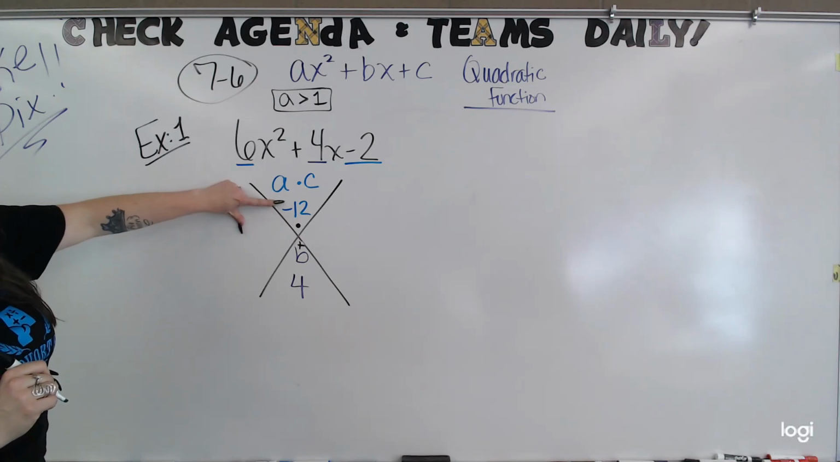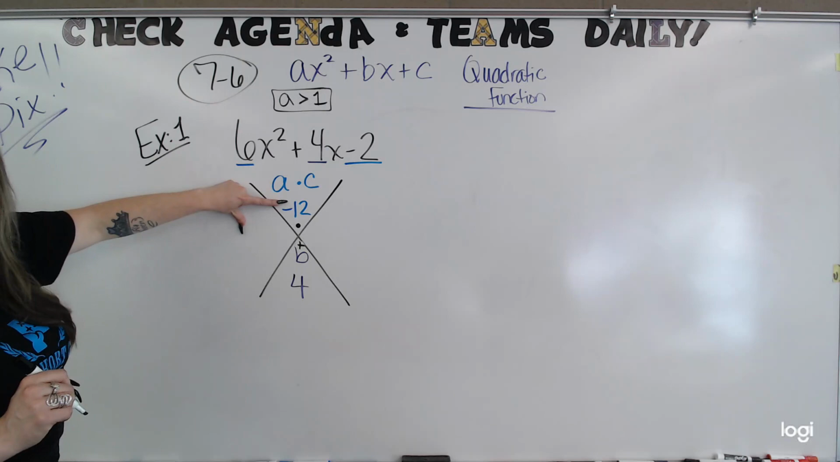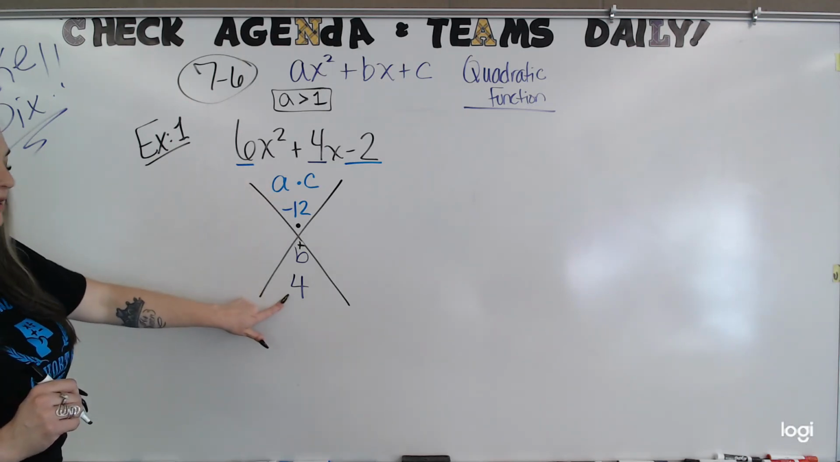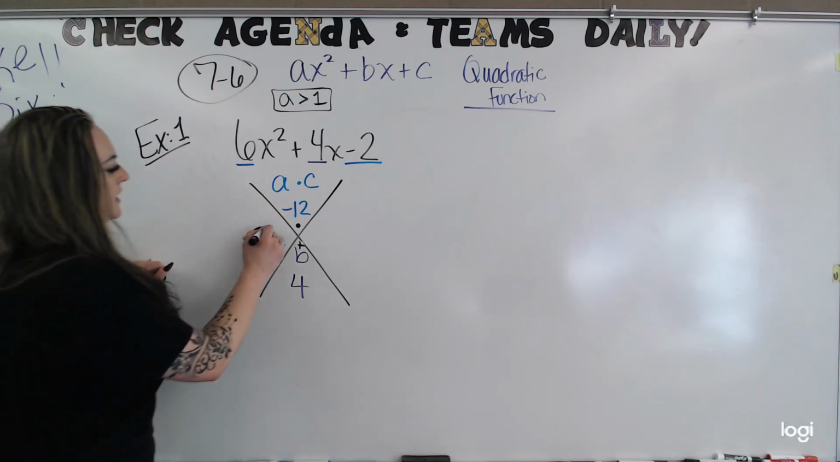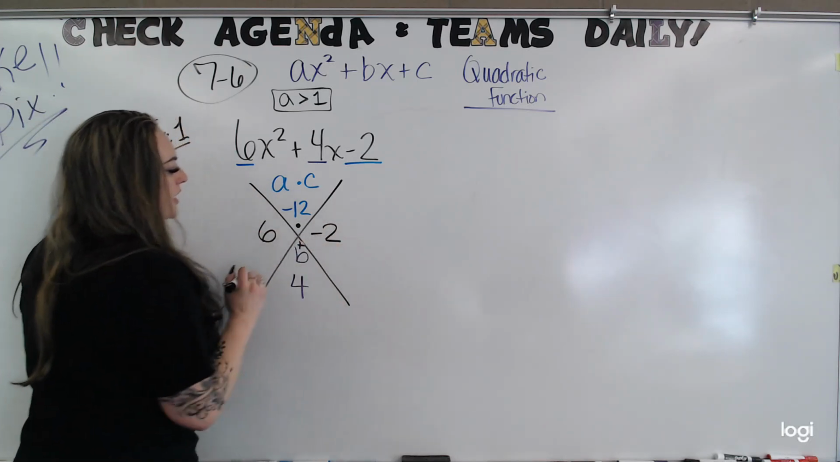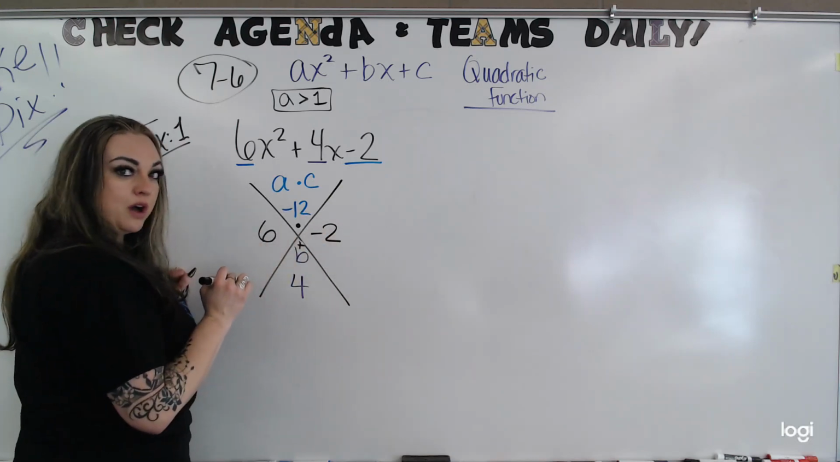Well, we need the two numbers to multiply to negative 12. Well, we can't use 3 and 4 because that's not going to give us a product or a sum of 4. But we can use 6 and negative 2. 6 minus 2 is 4, and 6 times negative 2 is negative 12.